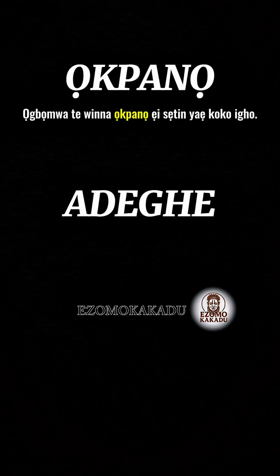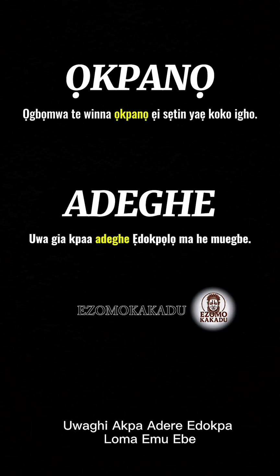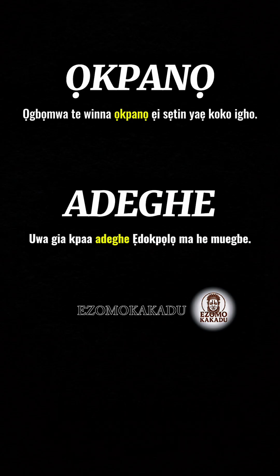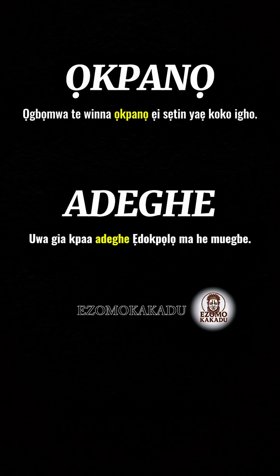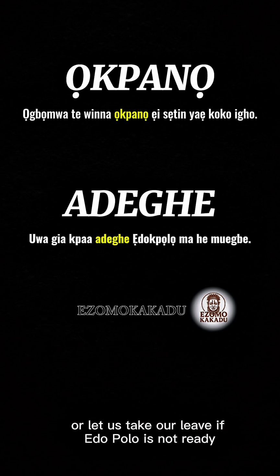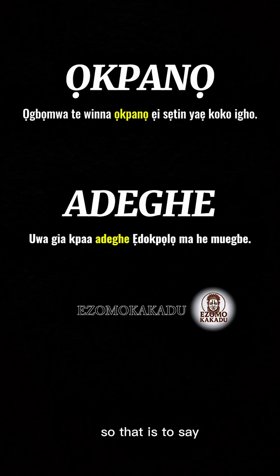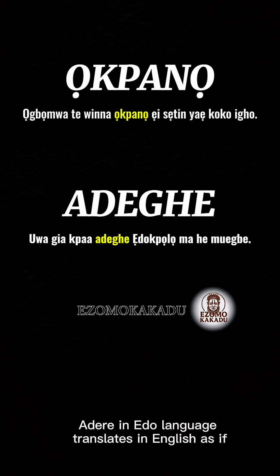Adege. Uwagiakpa Adege edokpolo ma emu egbe. This will translate in English as let us leave if edokpolo is not ready. Let us leave, or let us take our leave if edokpolo is not ready. So that is to say, Adege in Ẹdo language translates in English as if.